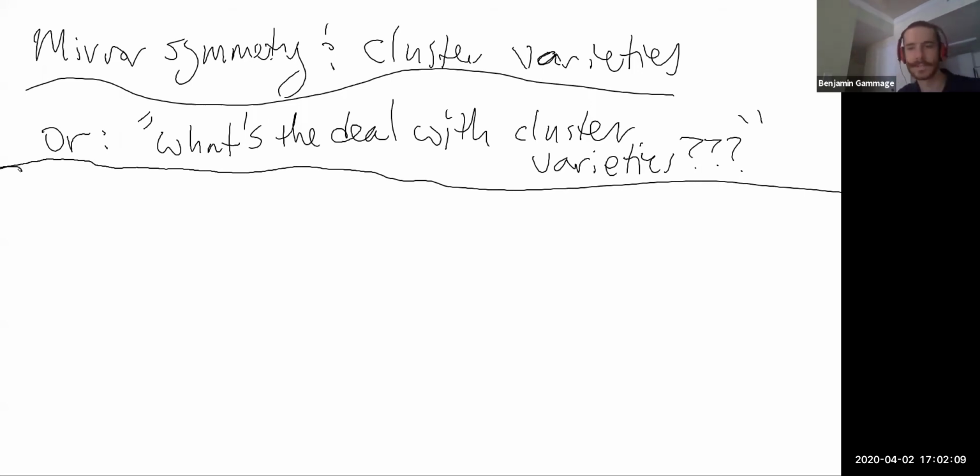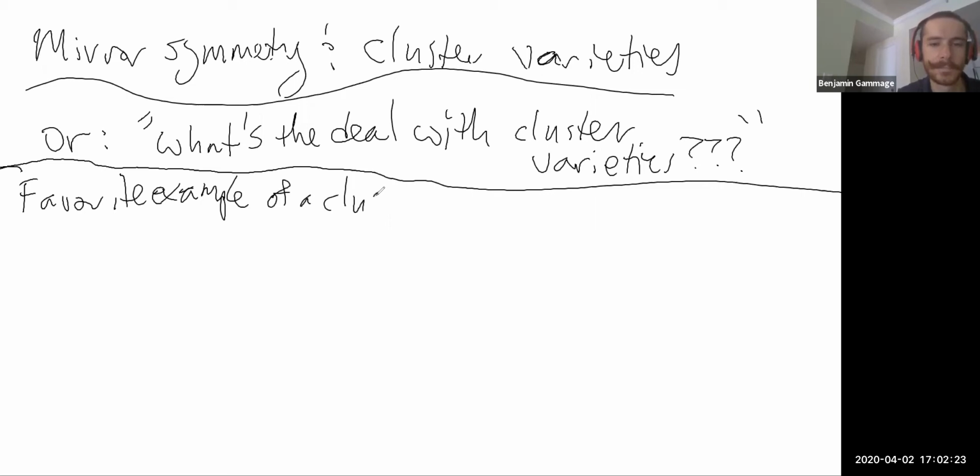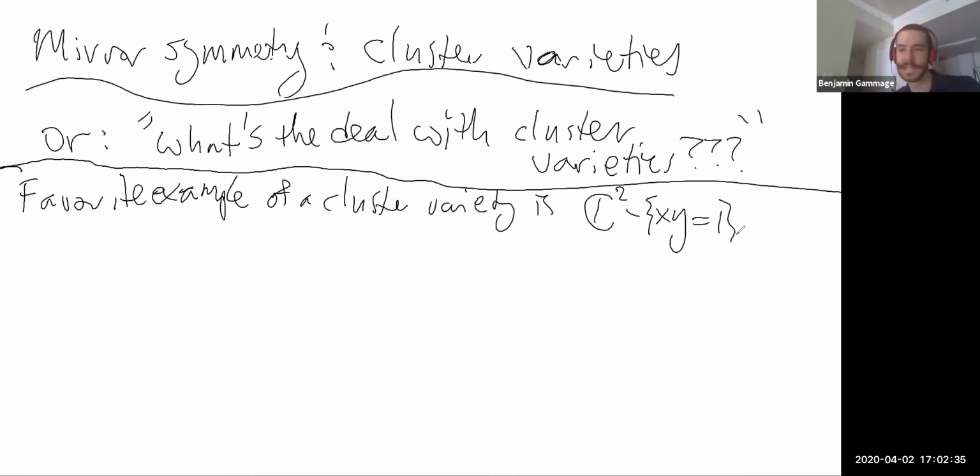Okay, so whatever a cluster variety is, I'll tell you what my favorite cluster variety is. My favorite example of a cluster variety is C2 minus XY equals 1, which another way to say is P2 minus the union of a smooth quadric and a line.